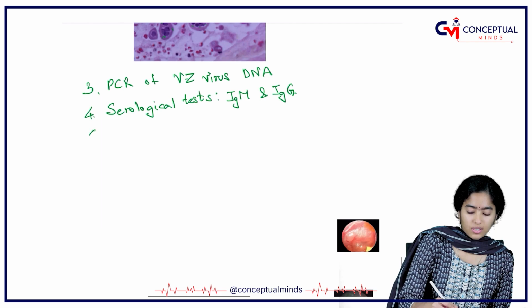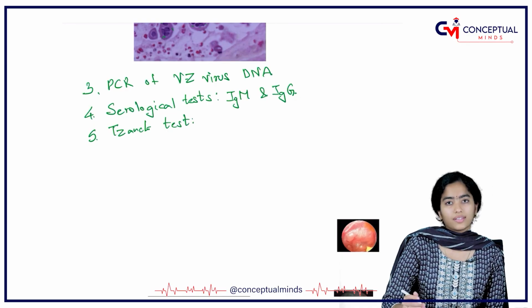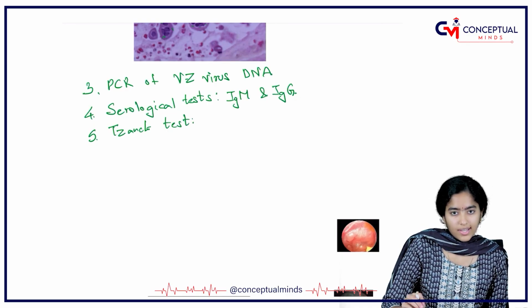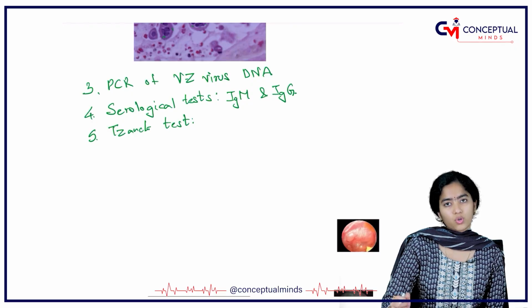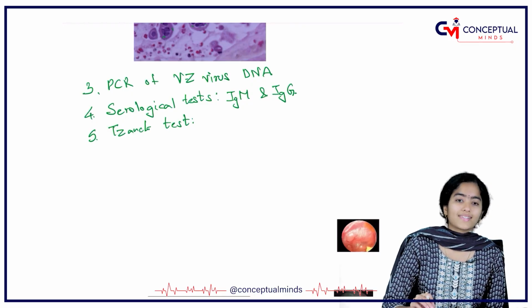And another test that is done is the Tzanck test. This test is not routinely done, in that the vesicular fluid is analyzed, and in the vesicular fluid also we see multinucleated giant cells with Cowdry type A inclusion bodies. That is the Tzanck test.